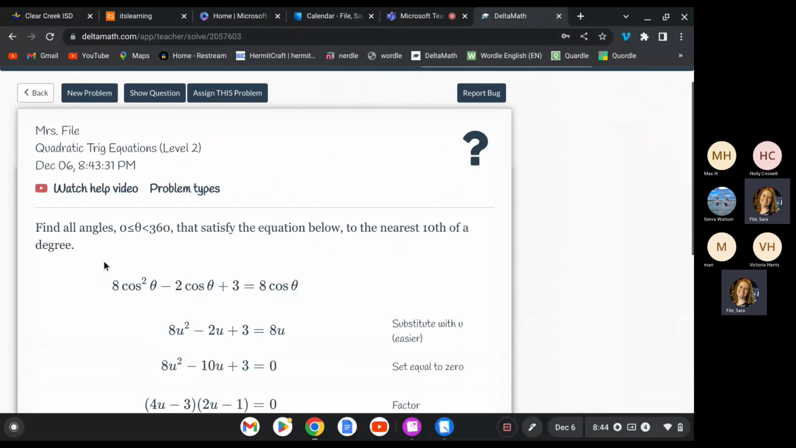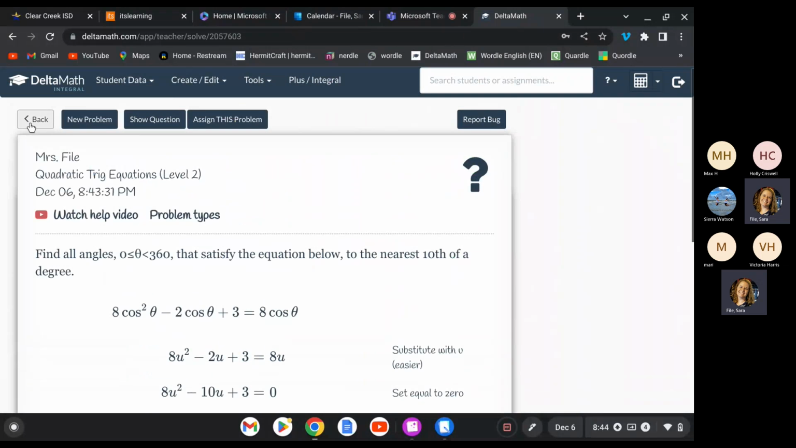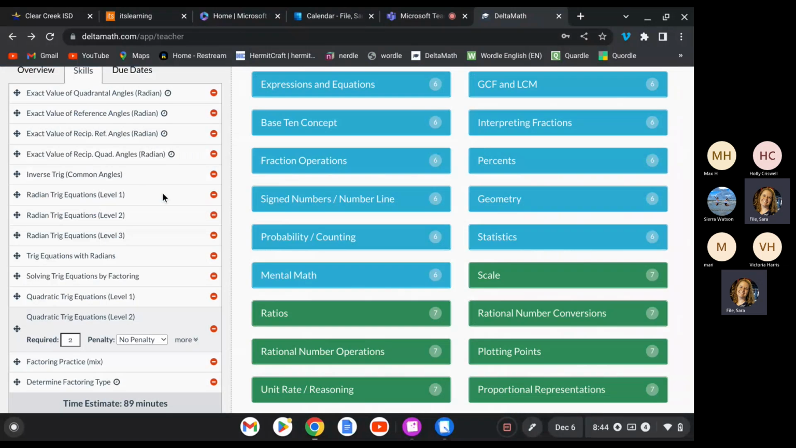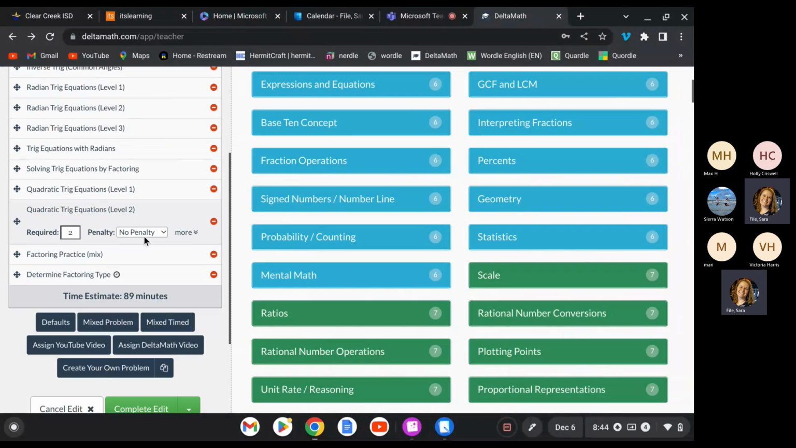Okay. So there were some of those level 2, 3 problems. Don't worry about even practicing with those or trying any more of those.